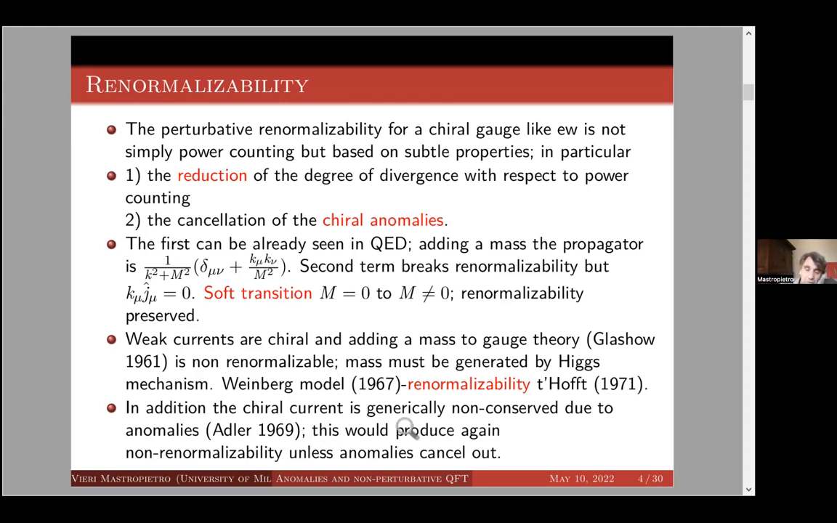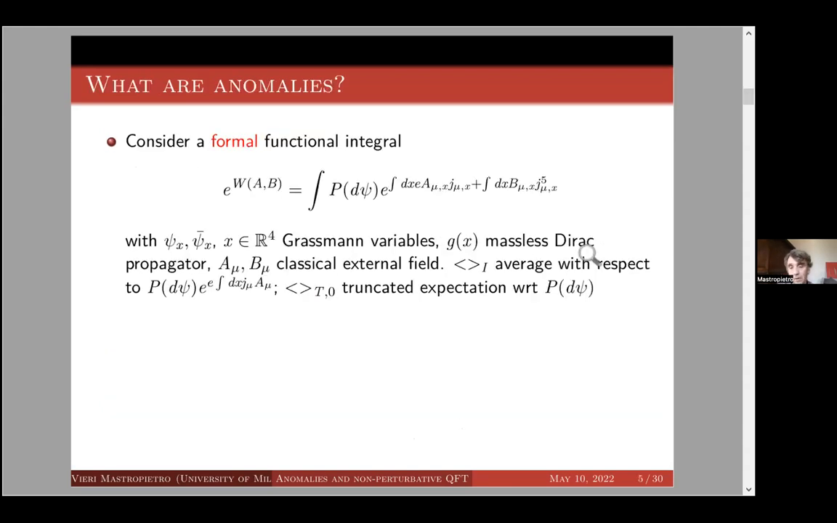This is a very, very textbook but quick introduction. Let me also recall what these anomalies are now. So again, let me write a formal functional integral. Everything here is formal. P(dψ) is the formal Gaussian Grassmann measure for massless Dirac fields.